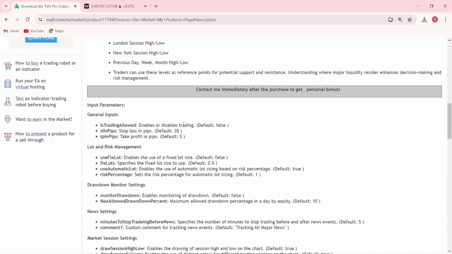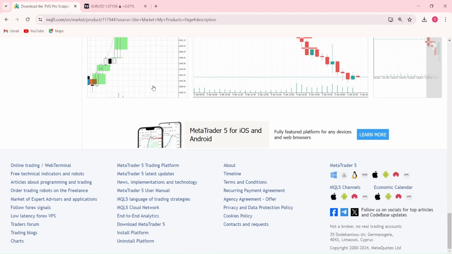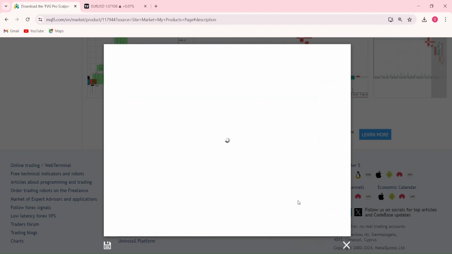And yeah, these are the settings. And these are the fair value gaps.